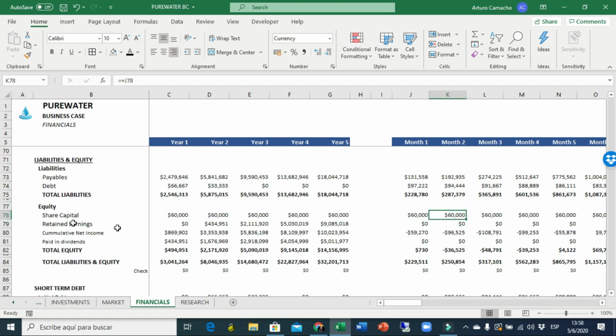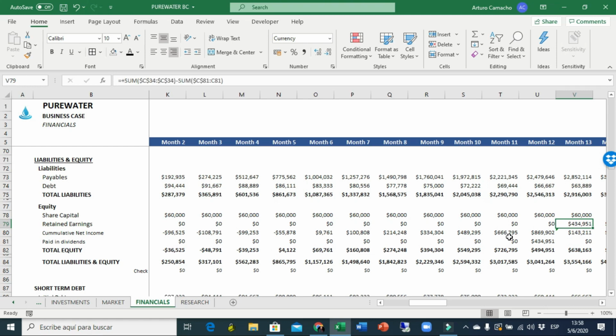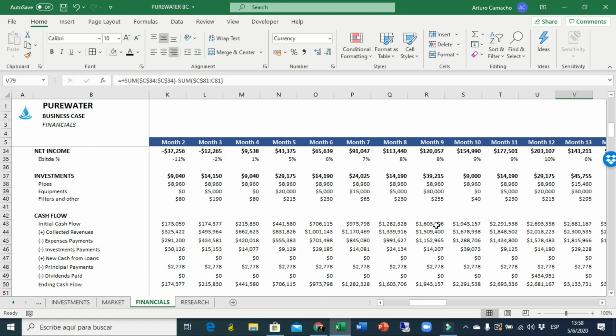Okay, so it's like the initial investment of our stockholders right here, and it remains the same throughout the 5 years of our project. Okay, retained earnings. Retained earnings, as this is the first year, we don't have any retained earnings. So it's a zero the first 12 months. Month 13 is when we start to have the retained earnings. Then what do we do here? Then we sum all this net income.